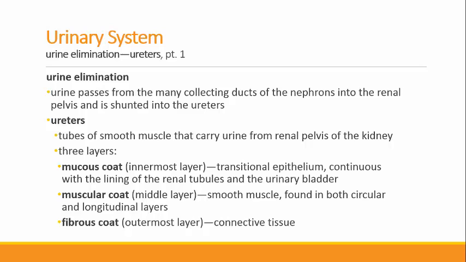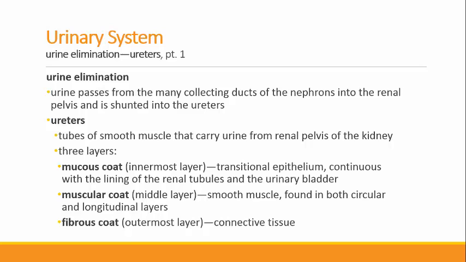The ureters are the tubes that connect the kidneys to the urinary bladder. The ureters are built of 3 layers, and the thickest of the layers is smooth muscle that is capable of contracting to help push the urine from the kidney into the urinary bladder. So the 3 layers, and we're working from the inside out.